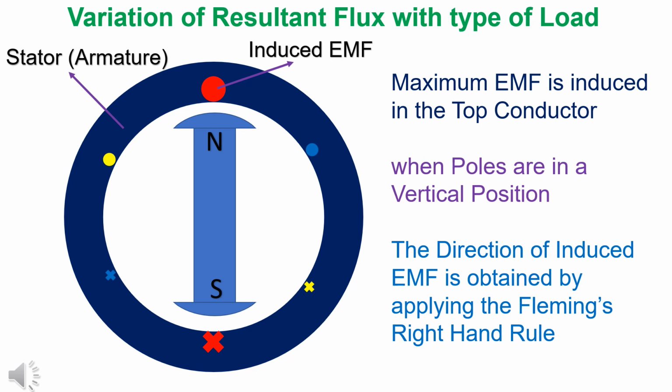We have considered the top conductor only throughout our discussion. Flux linking the top coil is zero, but the rate of change of the flux is maximum. Hence, maximum EMF is induced in the coil. Applying Fleming's right-hand rule, direction of the EMF is outward.